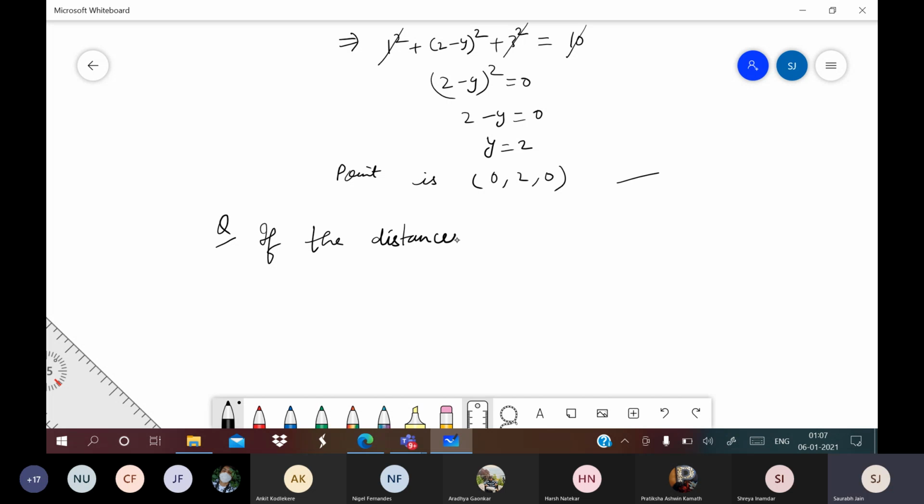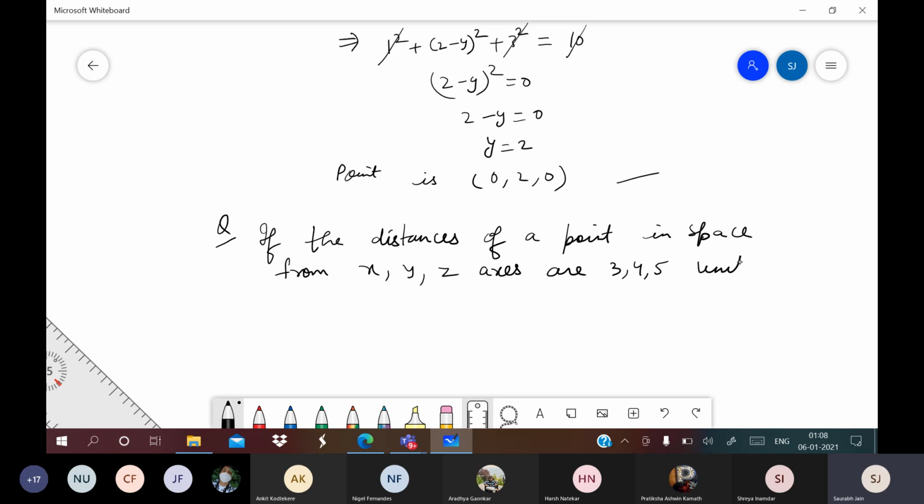Third question, if the distances of a point in space from x, y, z axis are 3, 4, 5 units respectively, then find its distance from origin.